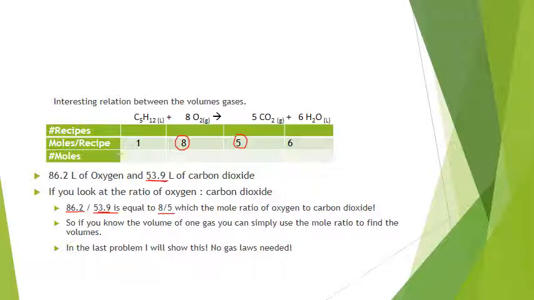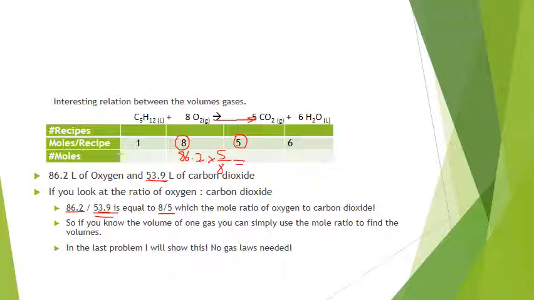We're going to see in one of the problems coming up that you don't even have to use the ideal gas law when you go from gas to gas. When you go gas to gas, we could have just figured out the liters of oxygen, 86.2, and then used this ratio, 5/8, to figure out how much carbon dioxide. So we didn't actually have to go through all of that. That's a kind of cool thing about gases.